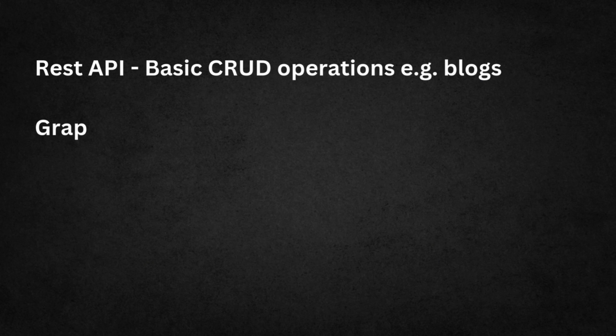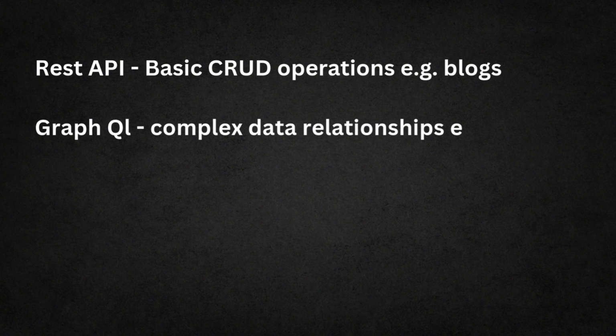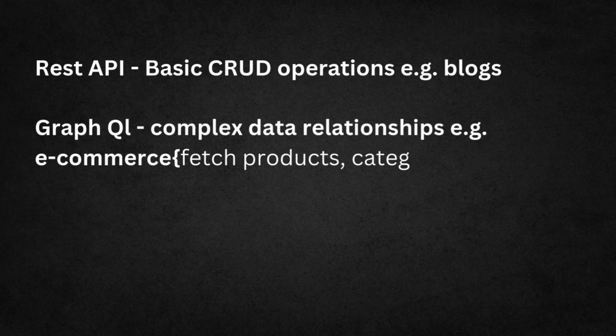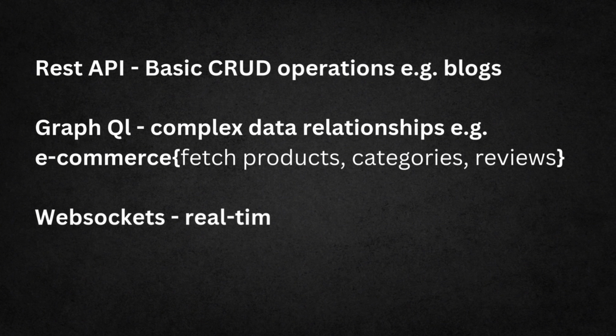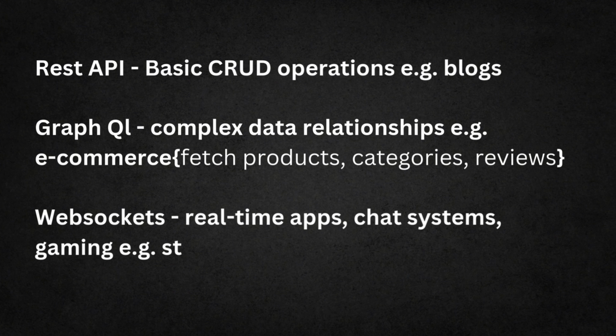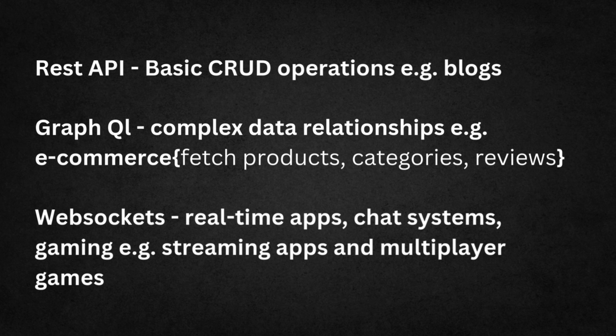For GraphQL, it's best for apps with complex data relationships or when you want to reduce the number of API calls and avoid fetching too much unnecessary data. It's best for online stores where you grab products, categorize, and review at once. For WebSockets, it's best for real-time apps like chat apps, live feeds, or anything that has to do with notifications.